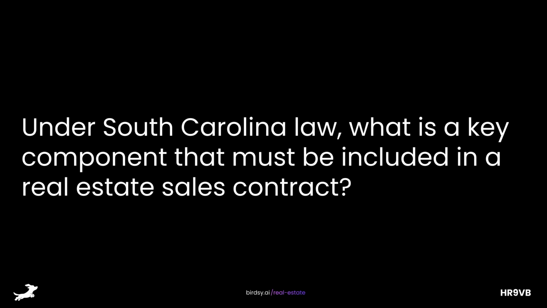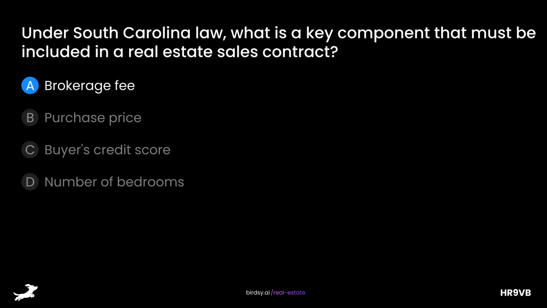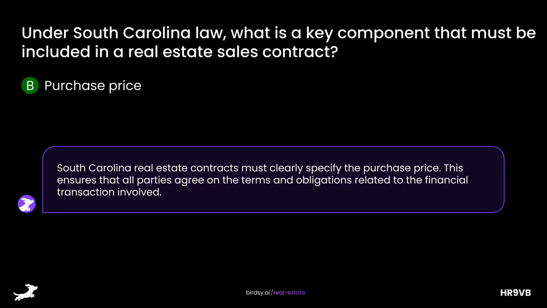Under South Carolina law, what is a key component that must be included in a real estate sales contract? Is it A, brokerage fee, B, purchase price, C, buyer's credit score, or D, number of bedrooms? The answer is B, purchase price. South Carolina real estate contracts must clearly specify the purchase price. This ensures that all parties agree on the terms and obligations related to the financial transaction involved.